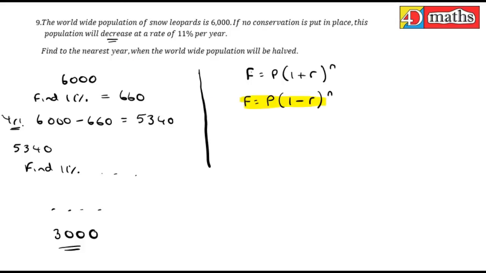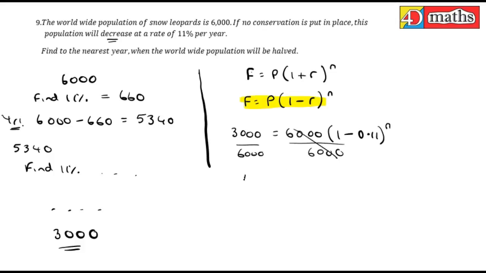Where F stands for the final answer, which is in this case 3,000. P stands for the present value, in this case it's 6,000. R stands for the rate, which is 0.11. And n, that's what we're trying to find. Okay, so we go through the process. So the first thing we do here is we divide by 6,000, 6,000 both sides.